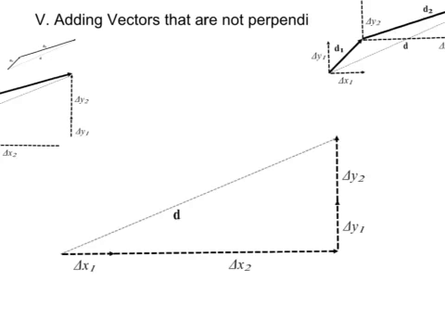Okay, so if we find delta X1 and find delta X2, we can add those two together. We can add delta Y1 and delta Y2 together, and then we have the components of our displacement vector.